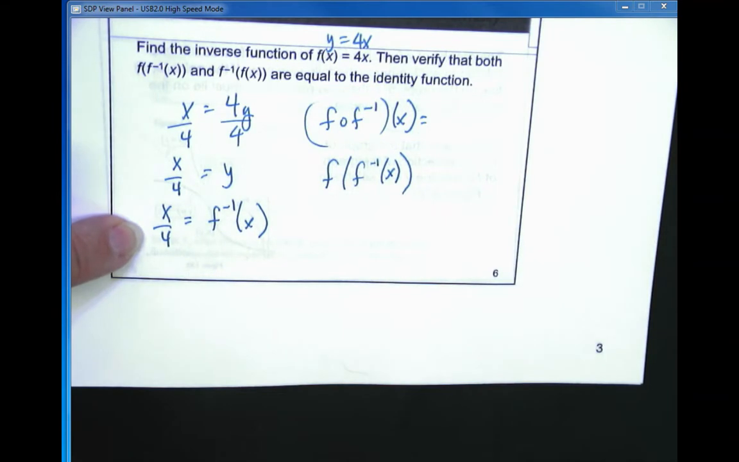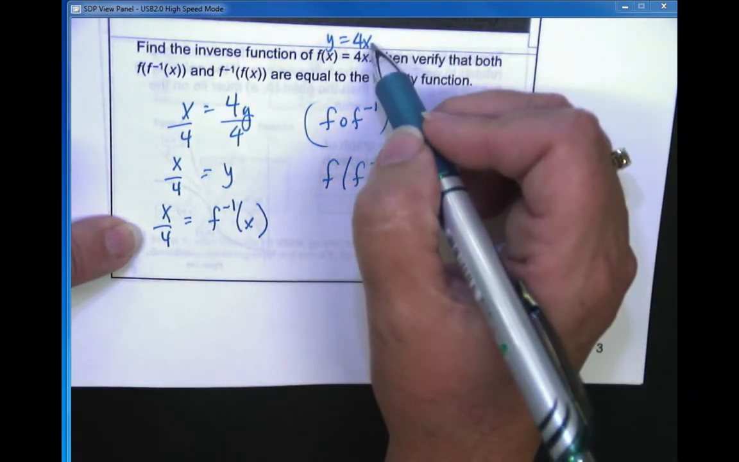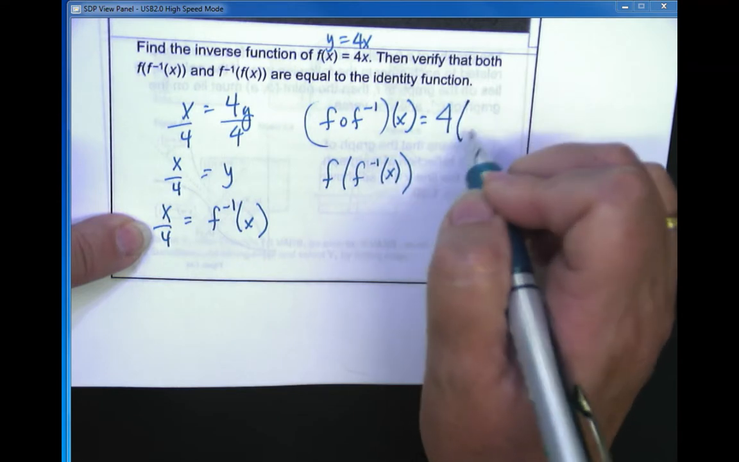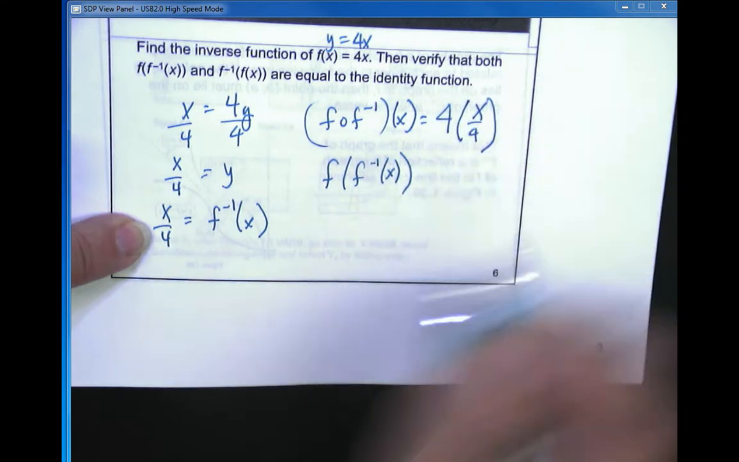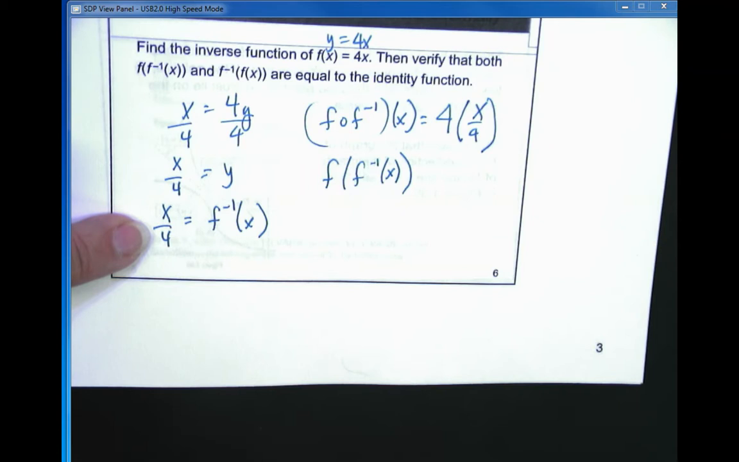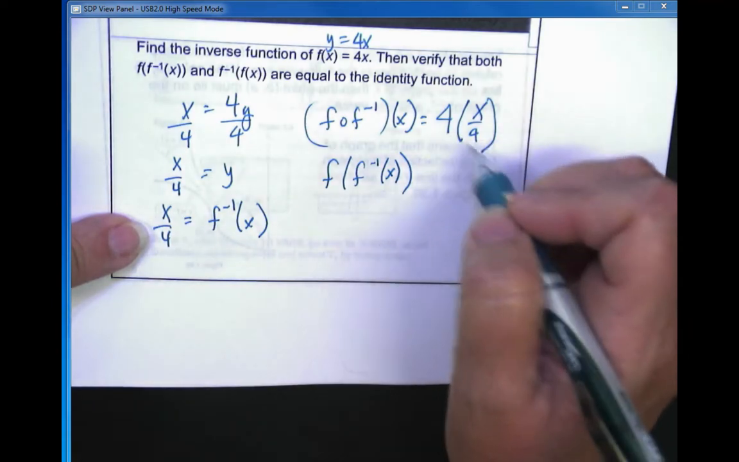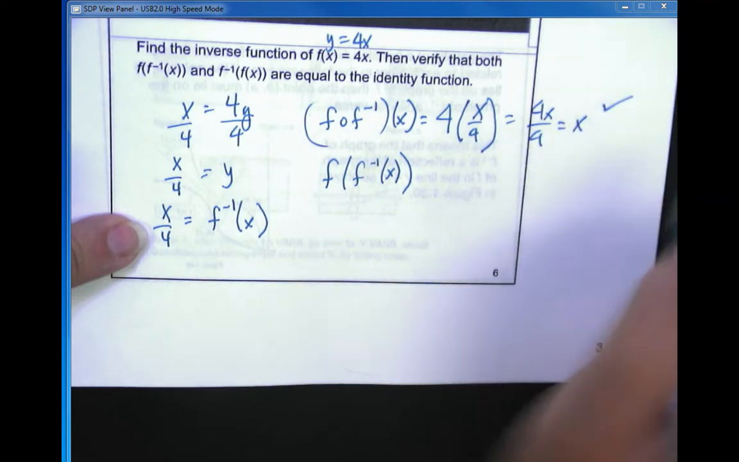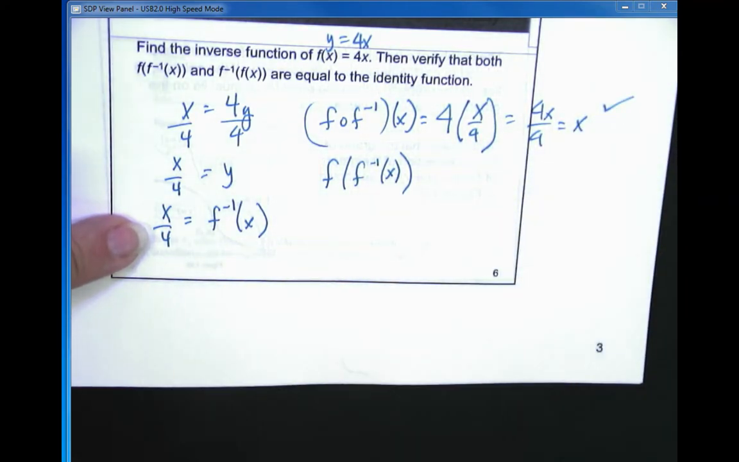Well, this is your inverse. This is your function. You're going to plug this into here. So you're going to get 4 over x over 4. So this is really going to become important, your order of operations. You have to know what happens first. PEMDAS, please excuse my dear Aunt Sally, however you remember it. And so what happens? Well, you're going to get 4x over 4, and that reduces to x. Check.